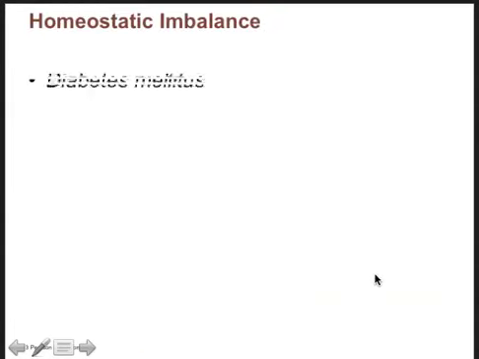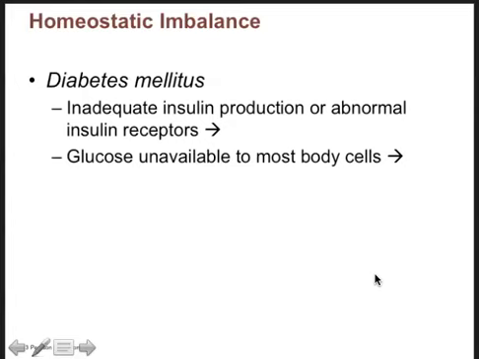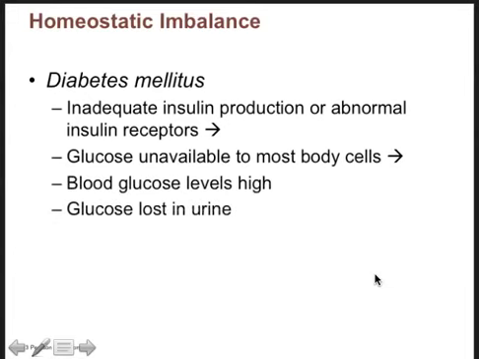So what happens in diabetes mellitus? What we have is a dysregulation of the insulin signal. Inadequate insulin production or abnormal insulin receptors lead to glucose being unavailable for most body cells. Basically, the signal isn't working, and so the glucose remains in the blood. Glucose is, as a result, lost in the urine. This also increases the volume of urine, so this is a condition called polyuria. So in people with diabetes mellitus, you tend to see polyuria and glycosuria.